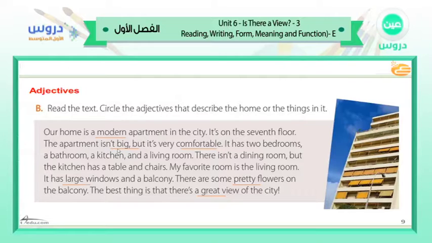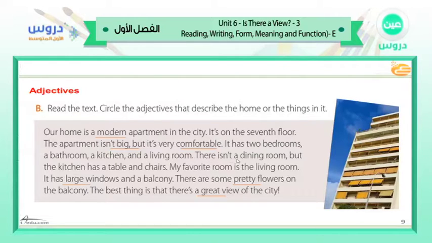It isn't. The apartment isn't big, but you see the comma here. Compare between adjectives and comma also. But it is very comfortable. Also here we have another adjective we call comfortable. It has two bedrooms, comma, a bathroom, comma, a kitchen, comma, and the conjunction is coming at the end, as I told you, and a living room. This, we call it a conjunction.